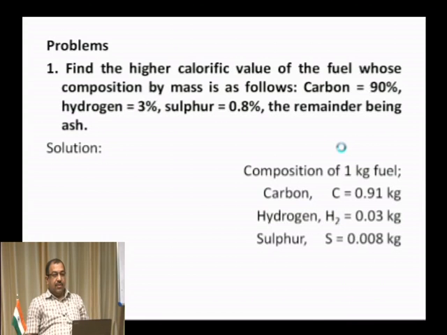So, now you have to note down the data first. Composition of 1 kg of fuel: carbon 90% or 91%, that is 0.91 kg, hydrogen 3%, that is 0.03 kg, sulphur 0.8% divided by 100 gives you 0.008 kg.